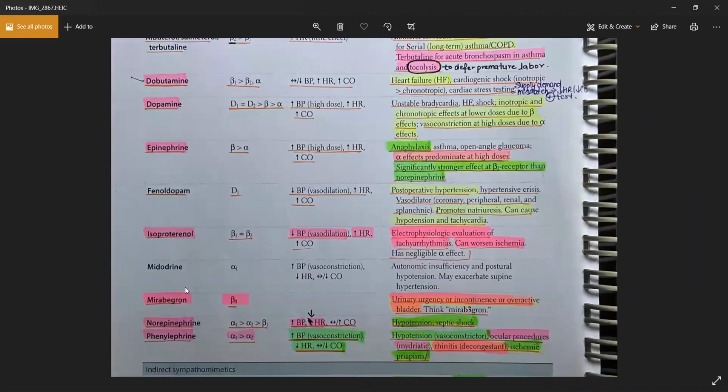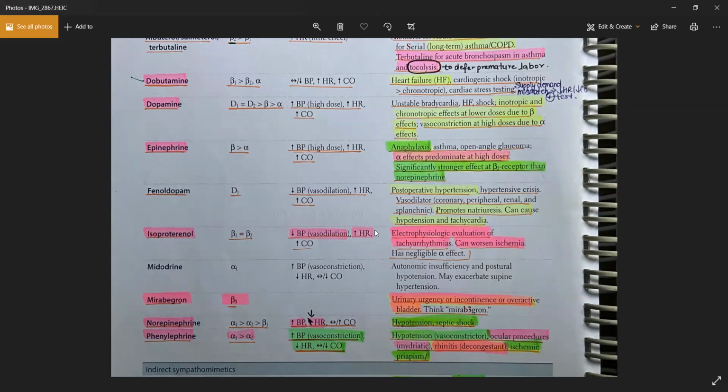Then come those agents which have an equal beta 1 as well as beta 2 effect, and this is isoproterenol. Isoproterenol has an equal beta 1 and beta 2 effect. Because of the equal beta 1 and beta 2 effect, they will cause vasodilation, and as a result, a drop in the blood pressure will occur. They will also cause an increase in the heart rate, and it is not a reflexive heart rate increase. It is a direct heart rate increase.